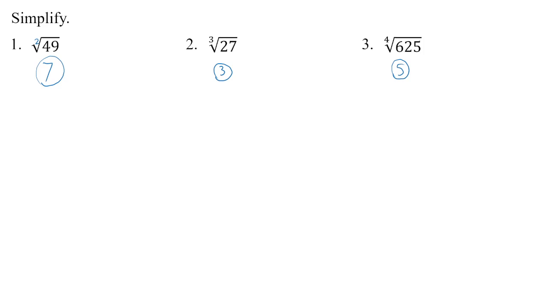What you just saw in the first three examples are perfect powers. 49 is a perfect square. 27 is a perfect cube. And 625 is a perfect fourth power. But suppose that the powers are not perfect. Let's say you have the square root of 50.